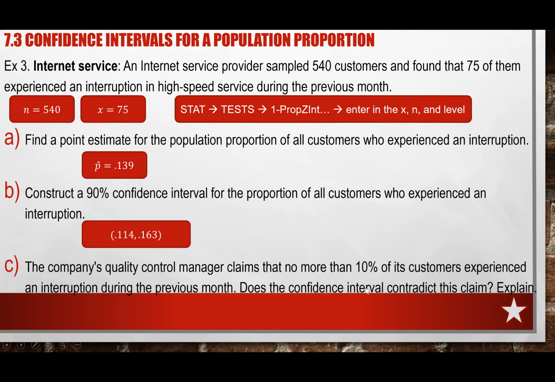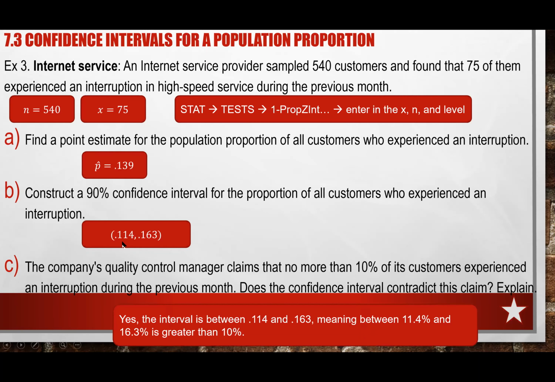So does the confidence interval contradict his claim? Looking at this thing here, does it contradict? Well, do you agree that it does contradict his claim, right? His claim is no more than 10%, meaning 10% is the maximum percentage of customers, right? Out of 540 people, 10% of that means 54 of them, right? 10% of 540 is 54. Looking at this thing here, we can see that it's more than 54 people. But again, he claimed that no more than 10%, and you can see that the 10% is not within this interval, right? 10% is somewhere less than 11%.